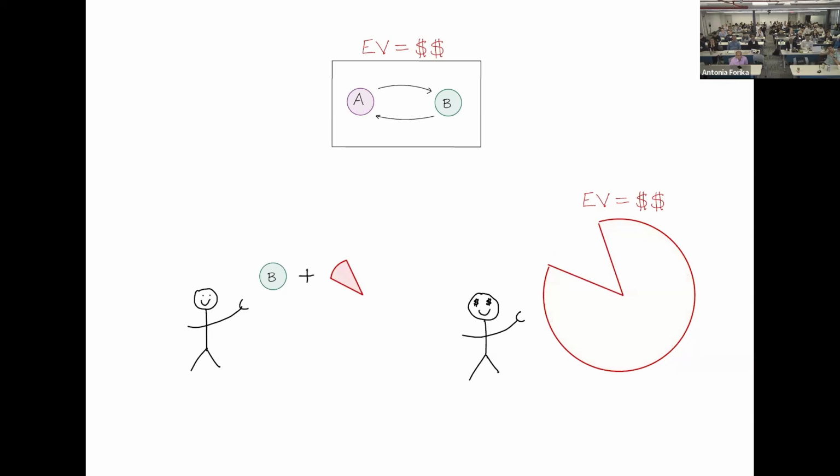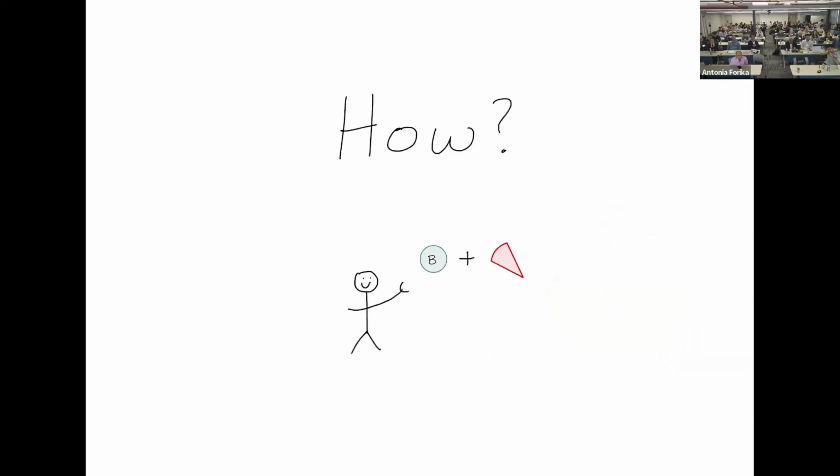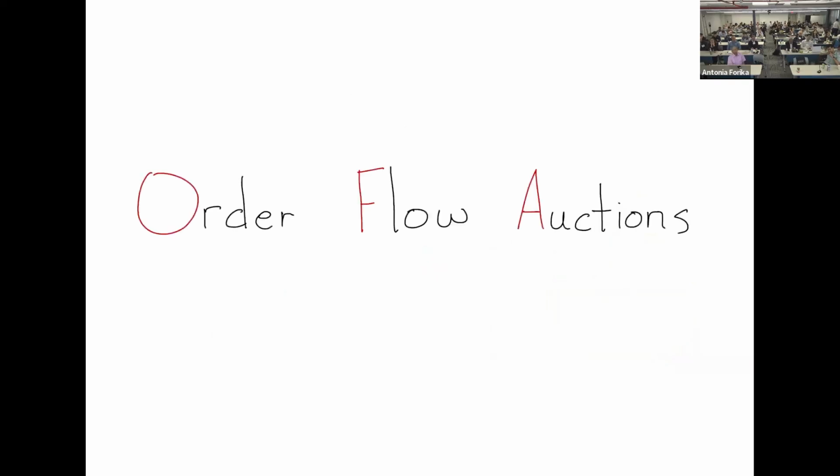And we would like to return some of that value to you, the user who created this value. And how do we do that? Order flow auctions. Okay, so that's my view of why we need order flow auctions. What is the problem order flow auctions claim to solve? Any questions? Feel free to interrupt at any time.